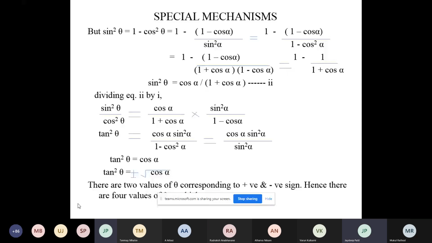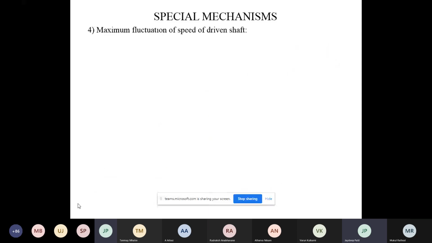Now maximum fluctuation of speed is the one more point. Okay. Now only listen because there is no numerical on this. Fluctuation of speed means what? Anyone? Speed is not constant. Actually, if you observe here, the speed of the driving shaft is constant, but when we vary the speed of the driving shaft, there is a fluctuation in the speed of the driven shaft.